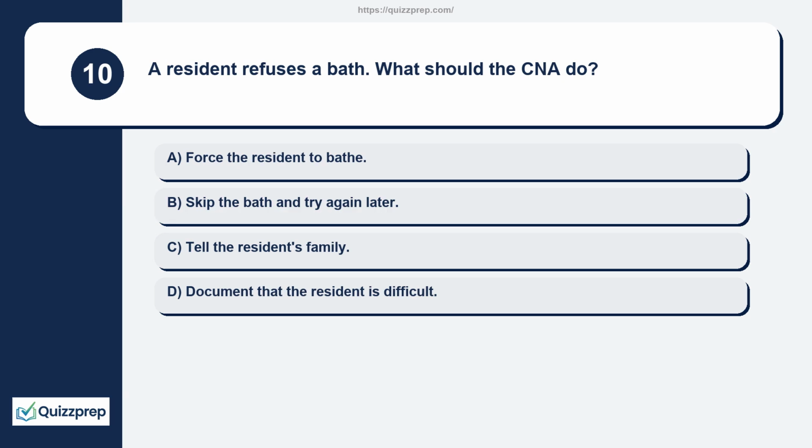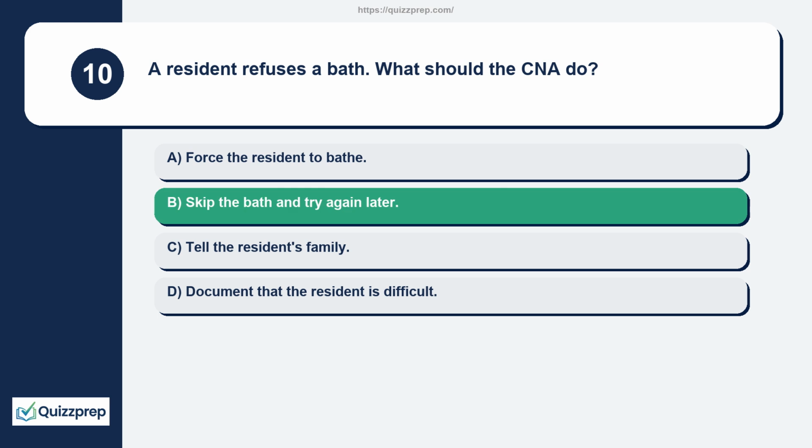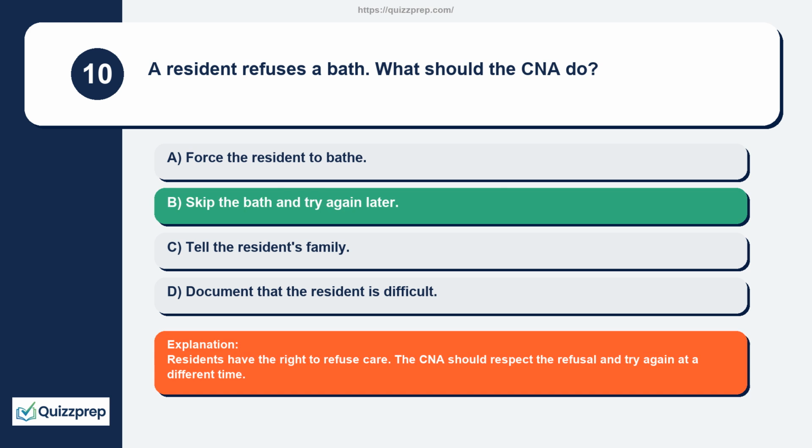Question 10. A resident refuses a bath. What should the CNA do? Force the resident to bathe, skip the bath and try again later, tell the resident's family, document that the resident is difficult. Residents have the right to refuse care. The CNA should respect the refusal and try again at a different time.